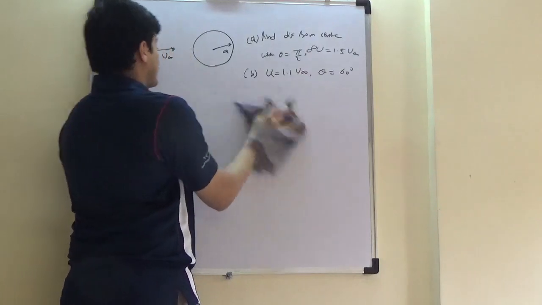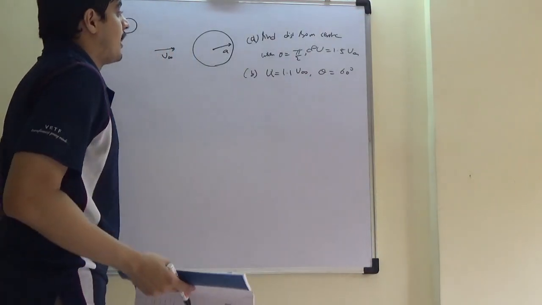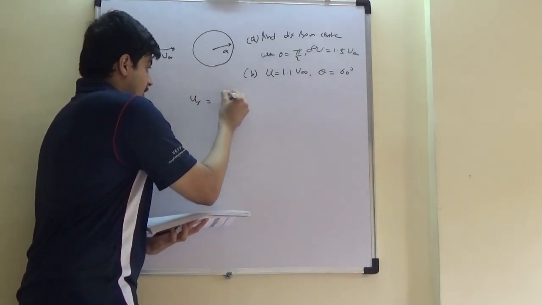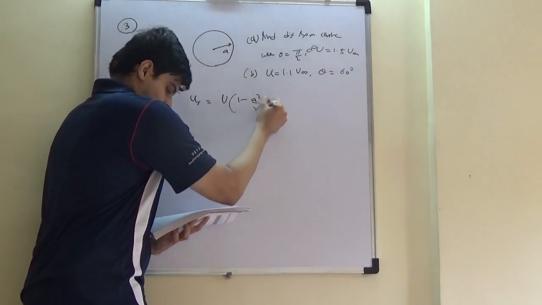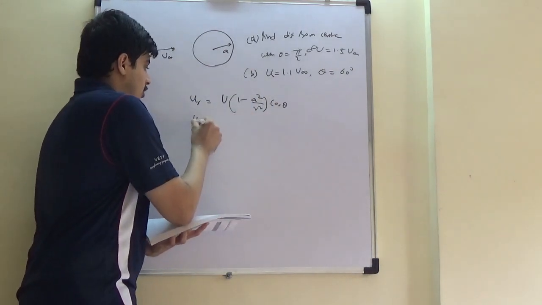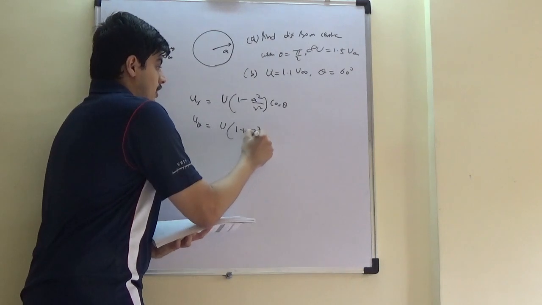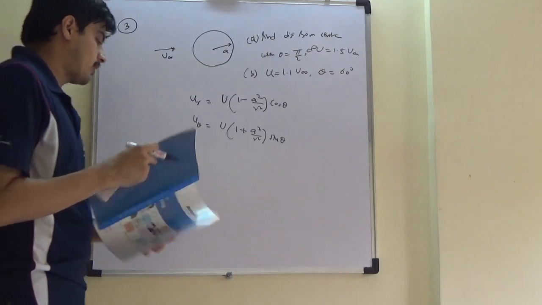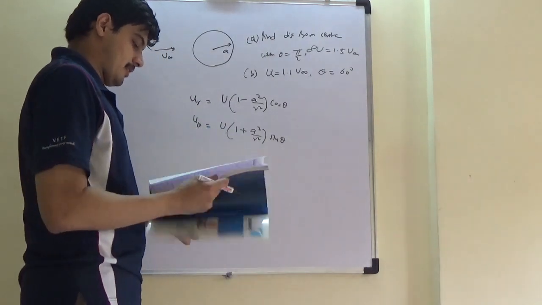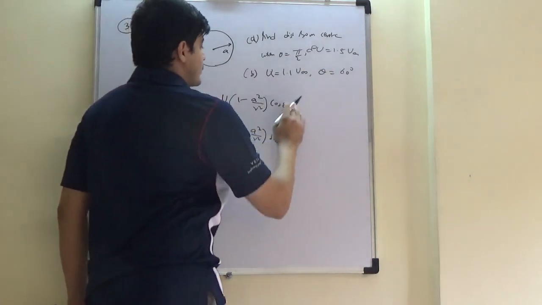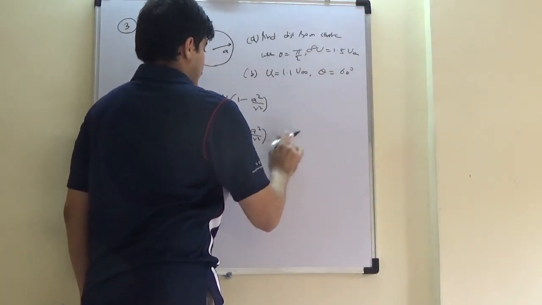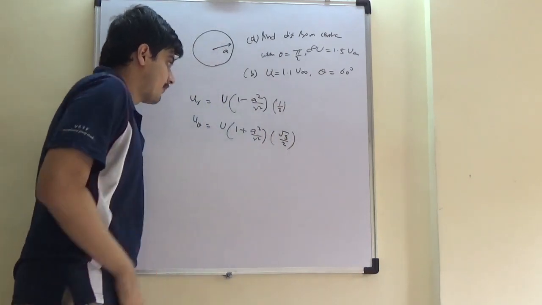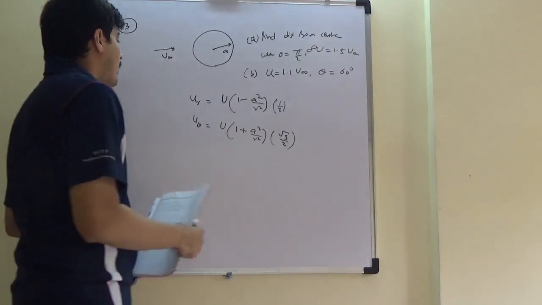Never mess up. Second question. Now, here this is important. In the second question, ur is u times 1 minus a square upon r square times cos theta, and u theta is u times 1 plus a square upon r square times sin theta. Right? Both the components are present. When theta is 60 degrees, cos theta is half, and sin theta is root 3 by 2. We have to now add these two.